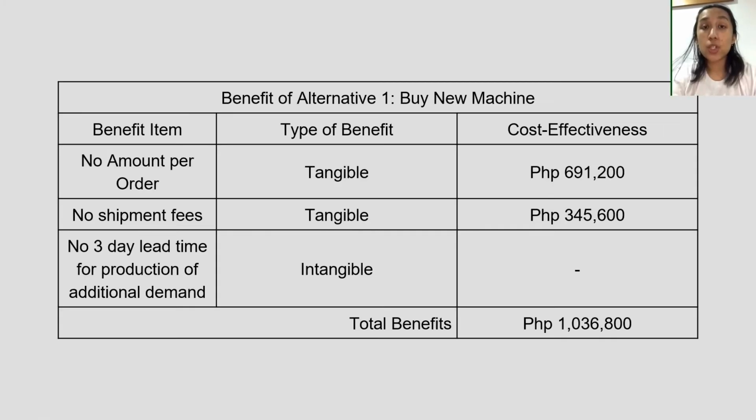Now, the benefits of alternative 1, buy new machine, are that you will not have any amount per order as the production depends on you, and there is no shipment fee as it can be local or just near to where the customers are, and there is no 3-day lead time for production of additional demand as the choice is on you and there is nothing restricting you. And the second is tangible benefits as it has monetary value, and the last one is intangible.